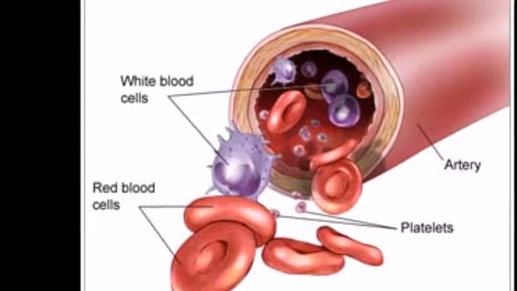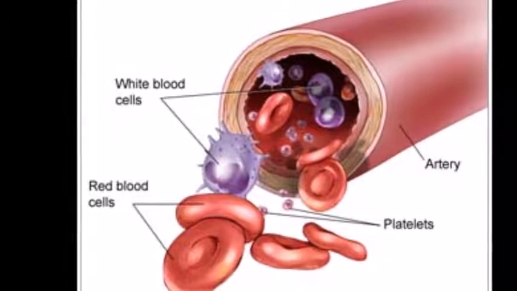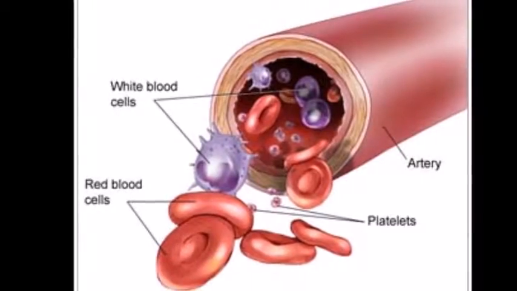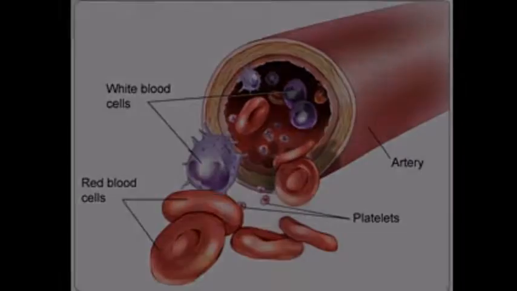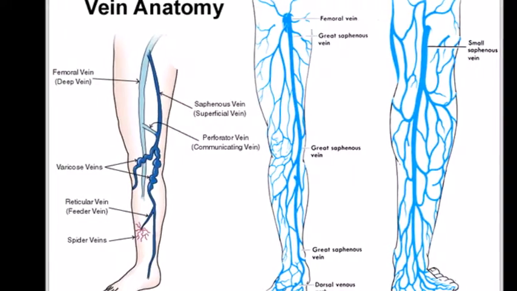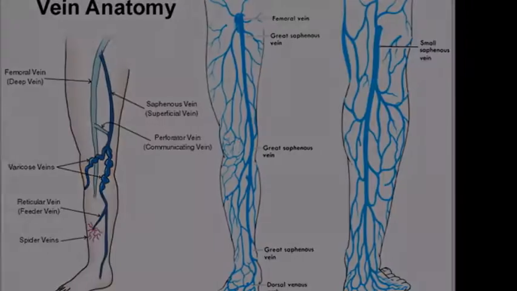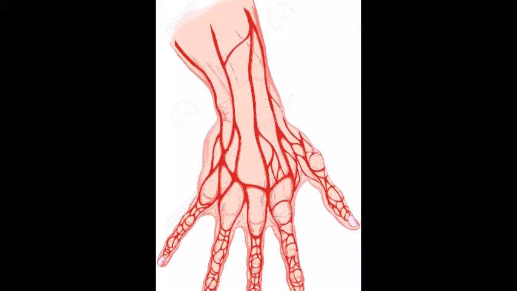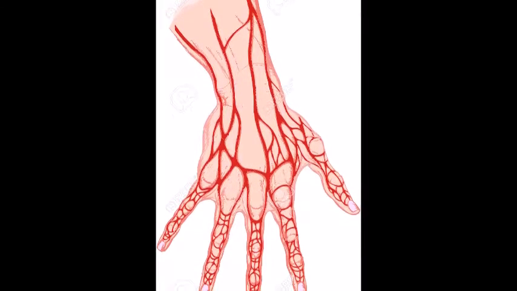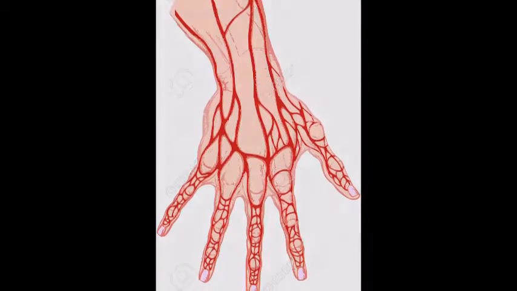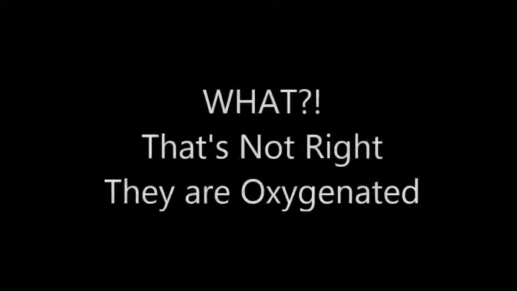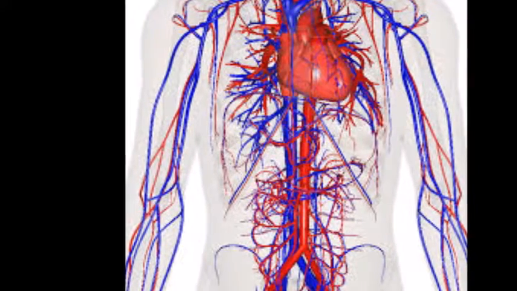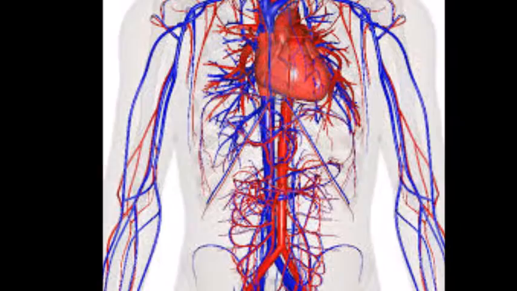Blood's made of cells, both red and white, platelets. Veins are filled with oxygen. The arteries, they are deoxygenated. This is how the system works.